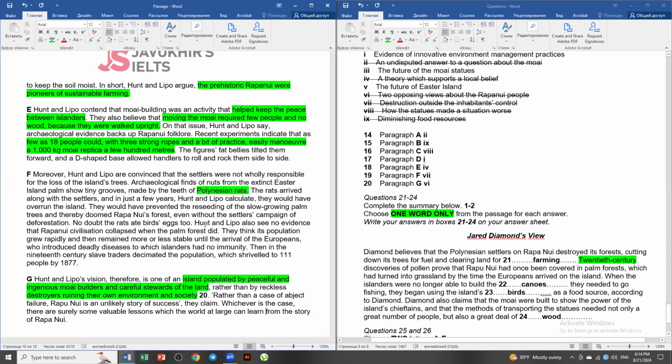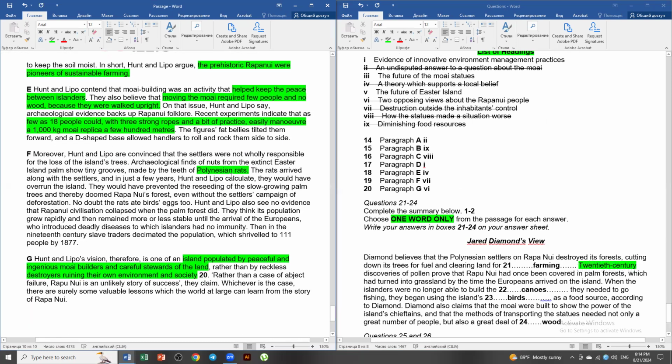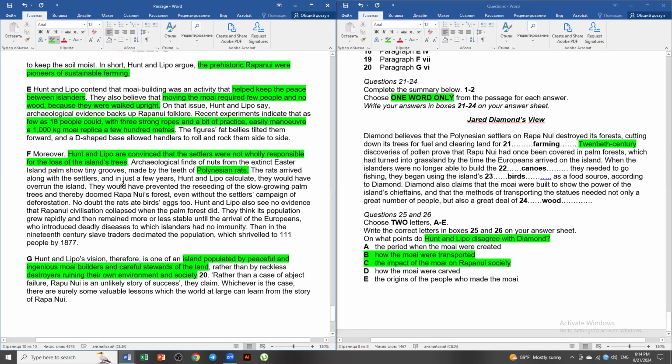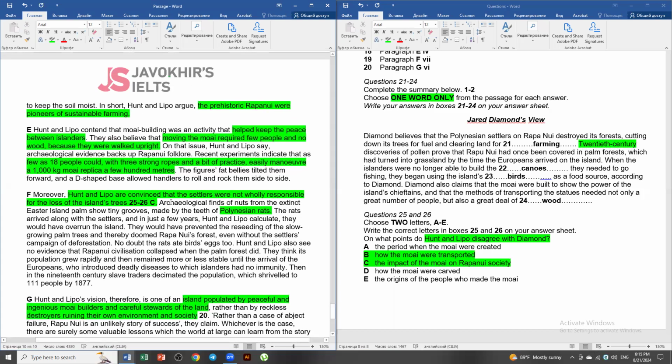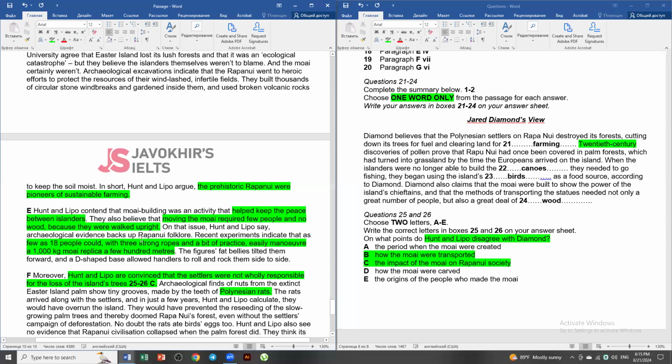Now, did we highlight more about it? Okay, right. So Hunt and Lippo, they're convinced that they were not wholly responsible. Oops, not this. It was option C, 25 and 26. So let's give it 25 and 26, which is the option C. I'm going to highlight this again.